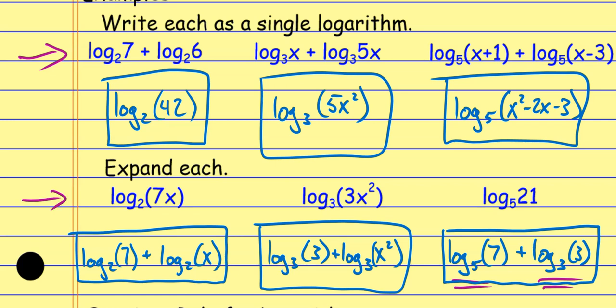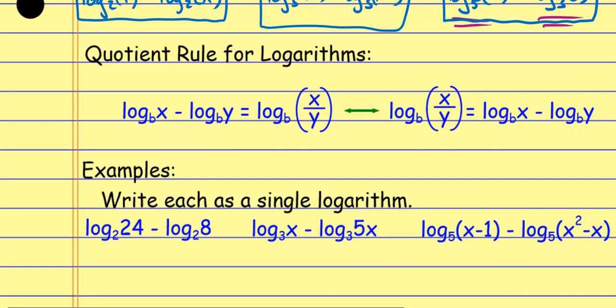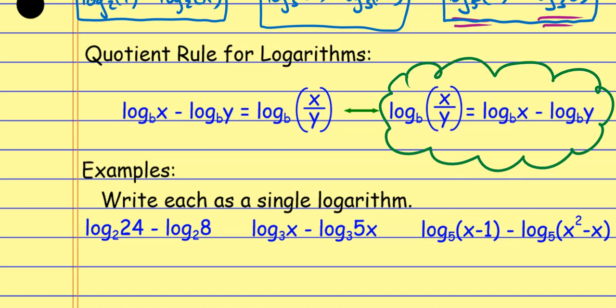Moving on to the next rule, the quotient rule for logarithms. Back to exponential functions, the rule for exponents is that when I divide, I subtract the exponents. So the rule for logarithms is when I have subtraction, it becomes division. I use the same rule, but in reverse. Instead of dividing becomes subtraction, it's subtraction becomes dividing. And just like the previous rules, I could use this in reverse if I need to.